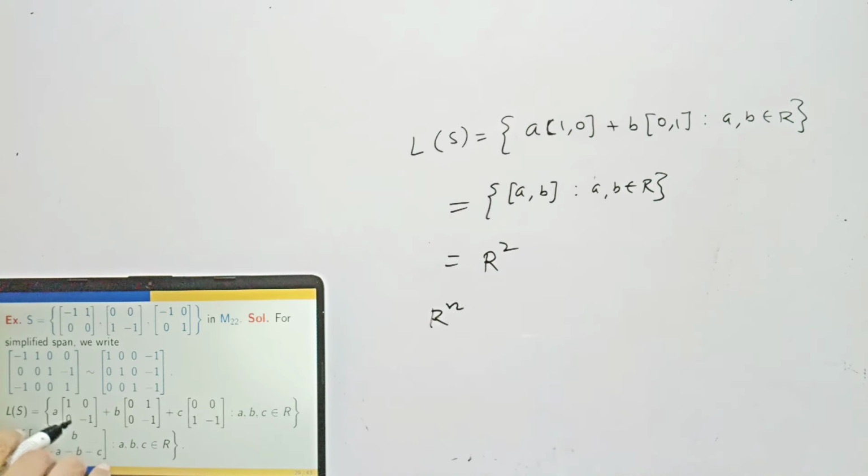If you don't want to write the simplified span, just simply multiply the given vectors by a, b, c and add them. Whatever you write after the calculation, that is the linear span of the given set. But for the simplified span, this is the way to do the calculations.